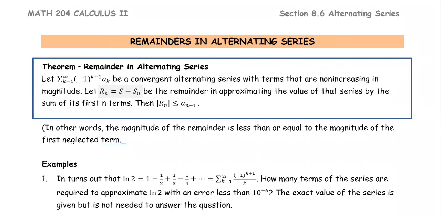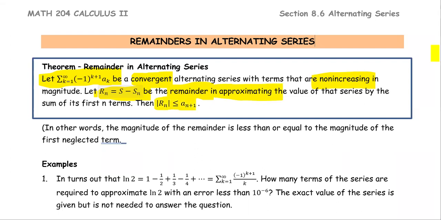Remainders in alternating series theorem. Let the summation of (-1) to the power k plus 1 times ak be a convergent alternating series with terms that are non-increasing in magnitude. Let Rn equals S minus Sn be the remainder in approximating the value of the series by the sum of the first n terms.